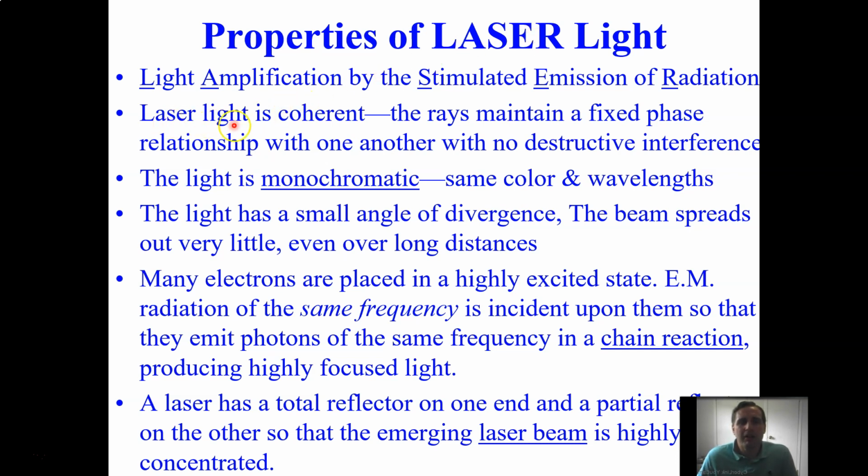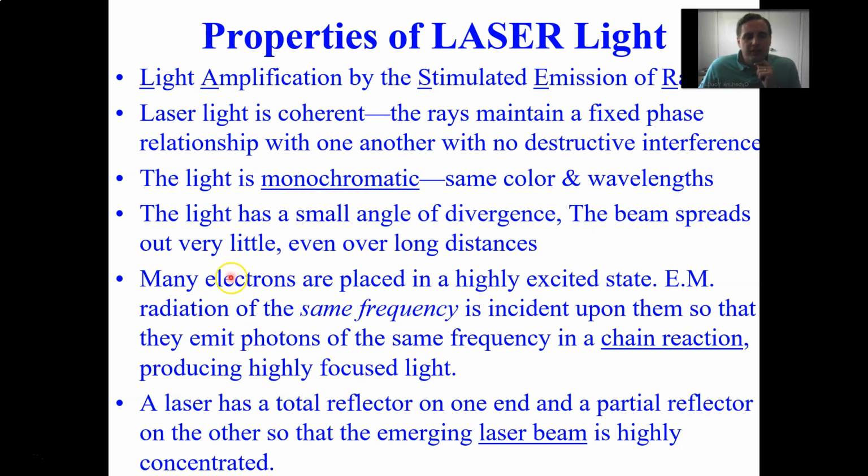Now, an important thing about laser light is that it's coherent. Its rays maintain a fixed phase relationship with one another with no destructive interference. And the light is also monochromatic, same color, same wavelength. The light has a very small angle of divergence. In other words, the beam spreads out very little, even over very long distances.